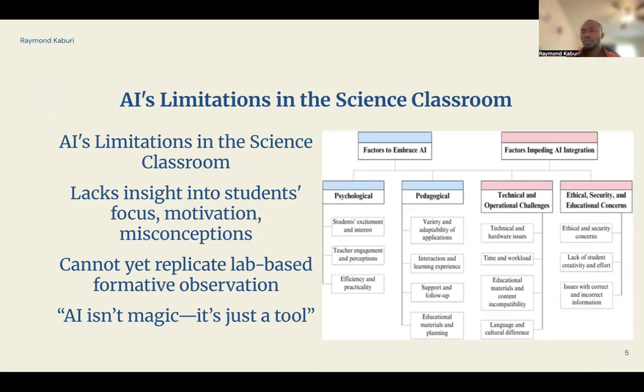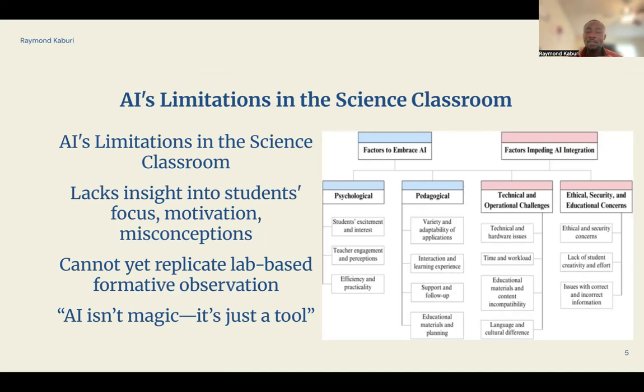Now, in as much as we know that there are a lot of benefits of AI, which you cannot mention, there are a lot of them, there are also some limitations. And one of the limitations in the science classroom is that it lacks insight into students' focus, motivation, and misconceptions. Because these are robots and they are not magic. They are just tools.